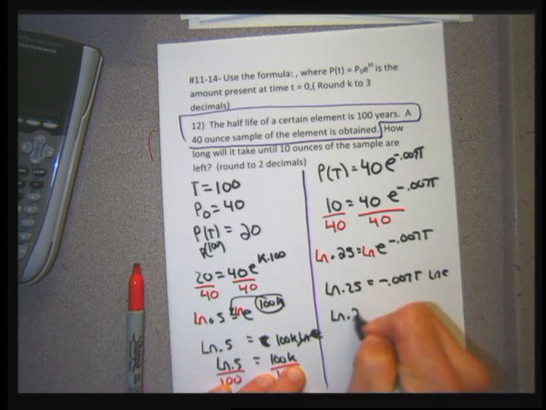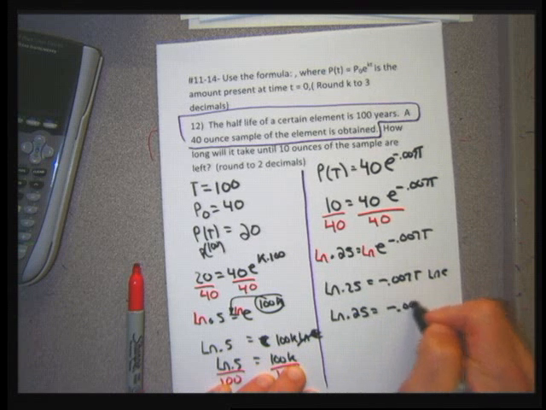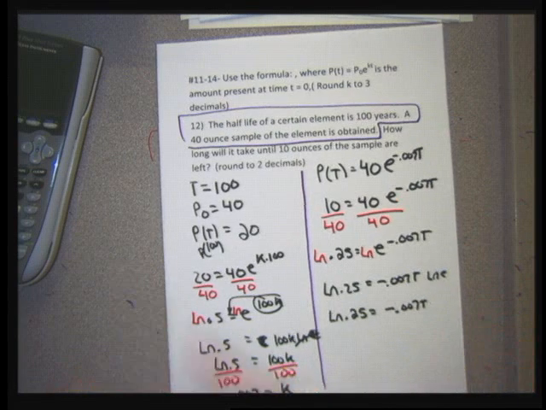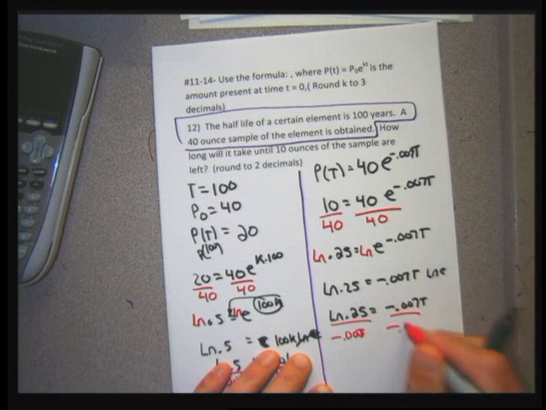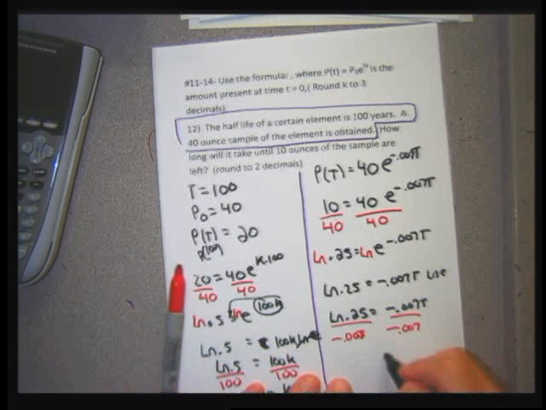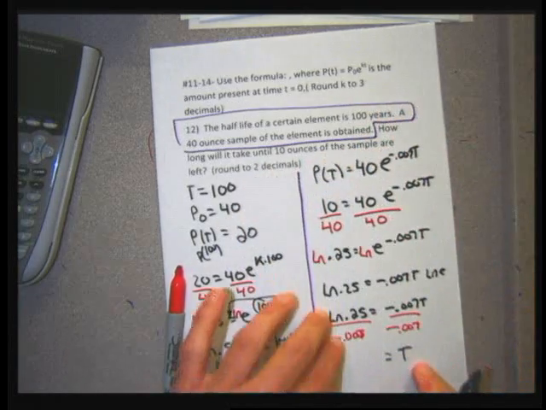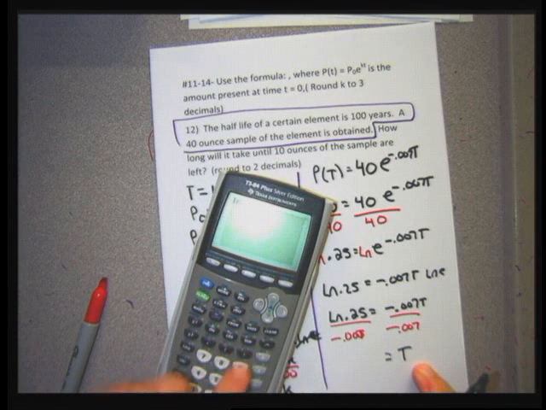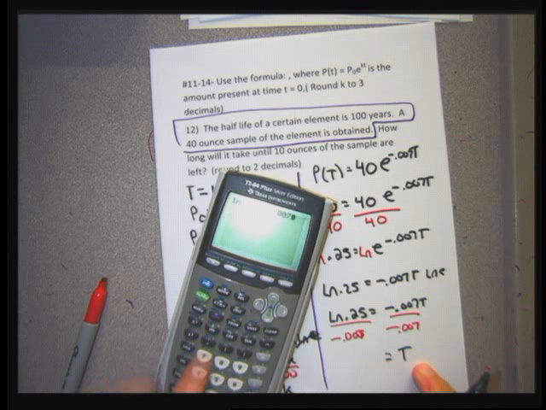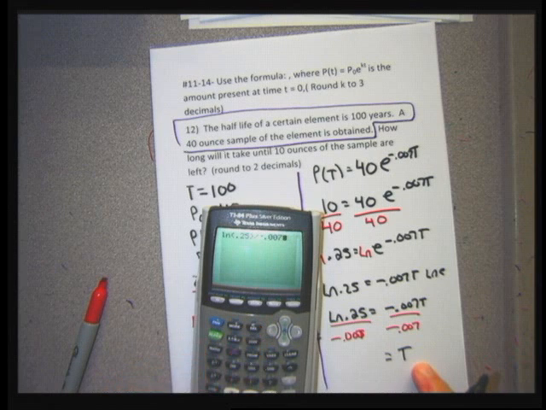The natural log of e is 1, so I get the natural log of 0.25 equals negative 0.007t. Divide both sides by negative 0.007. The right side is going to give me my answer in years. And for the left side, calculator: do the natural log of 0.25, divide it by negative 0.007. And when I do that, and do it properly, I get 198, and it says round to 2 decimals.